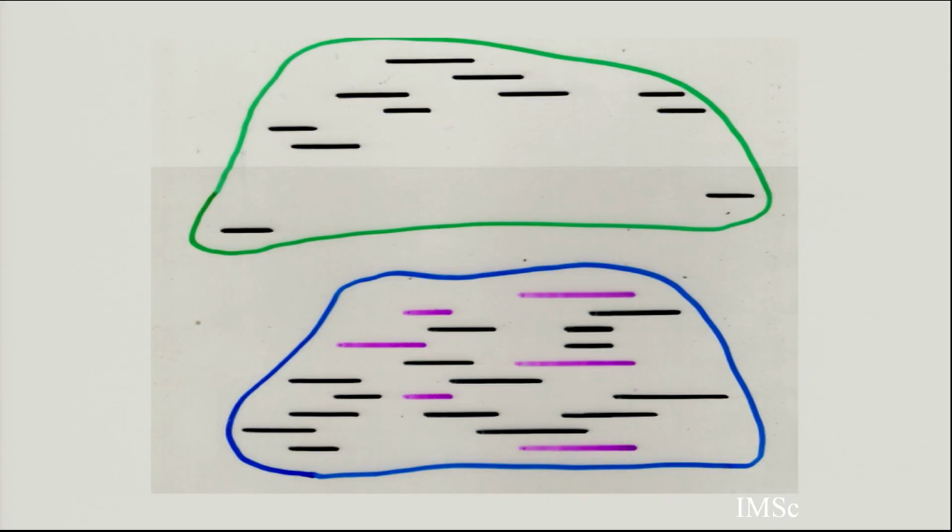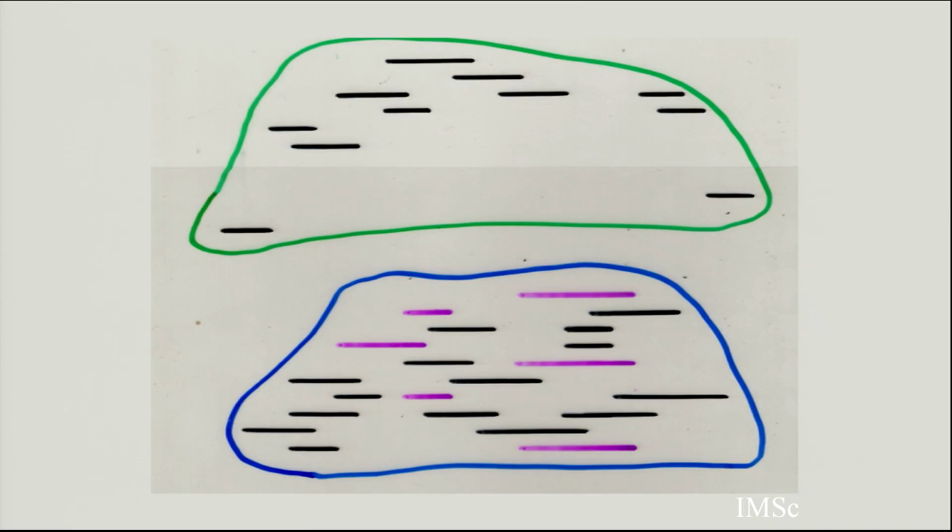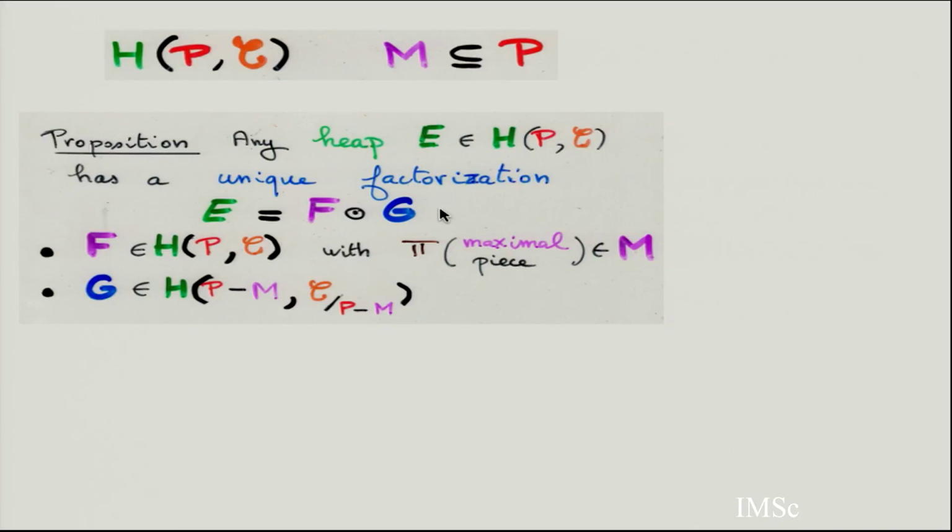And this is a unique factorization. If you take any heap like this in blue, any heap in green like this, you take the product of the two heaps, you can reconstruct the separation between the two. It's just taking the ideal below, or just pushing down all these purple pieces. Even if you forget the separation in the product, you can reconstruct it. And above is any heap of segments, no pieces are in M. So I have proved my proposition.